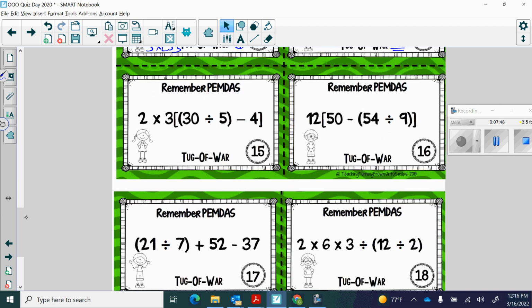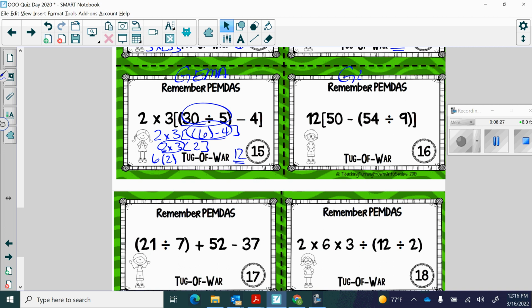Okay, our next one, 15. Going through Gemma. We do have a nested expression again. 2 times 3 bracket. 30 divided by 5 gives us a 6 minus 4. We still have a parenthesis, or bracket, so we're going to do this one. 2 times 3 bracket, 6 minus 4 gives us 2. Now we just have multiplication, so we go left to right. 2 times 3 is 6 times 2, which gives us a total of 12.